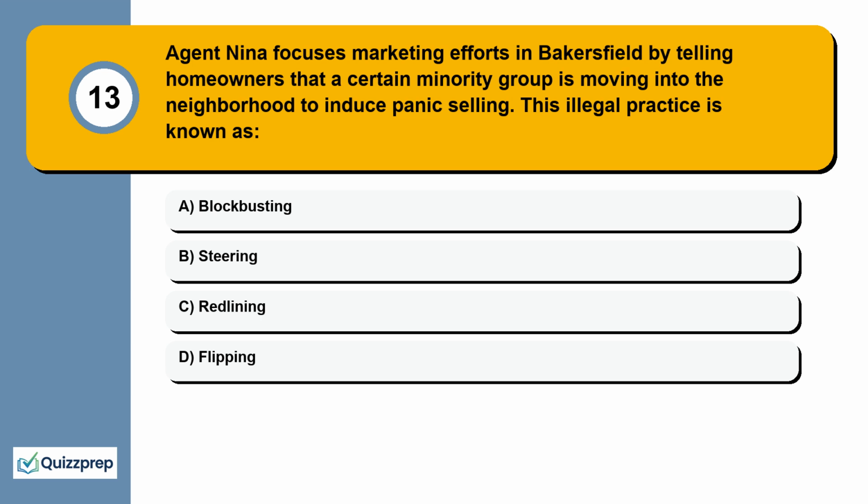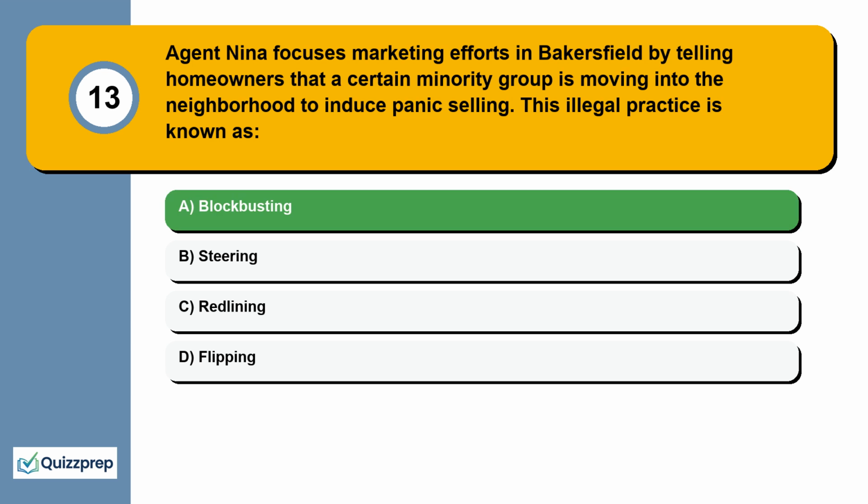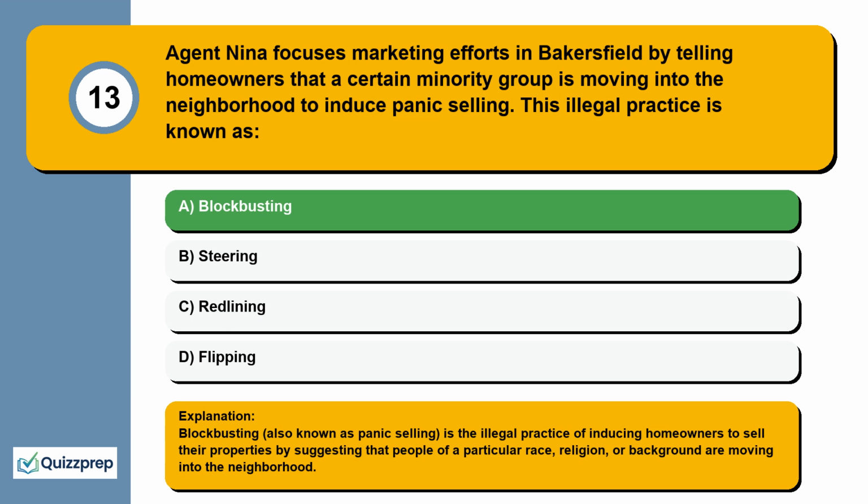Question 13. Agent Nina focuses marketing efforts in Bakersfield by telling homeowners that a certain minority group is moving into the neighborhood to induce panic selling. This illegal practice is known as blockbusting, steering, redlining, flipping. Blockbusting, also known as panic selling, is the illegal practice of inducing homeowners to sell their properties by suggesting that people of a particular race, religion, or background are moving into the neighborhood.